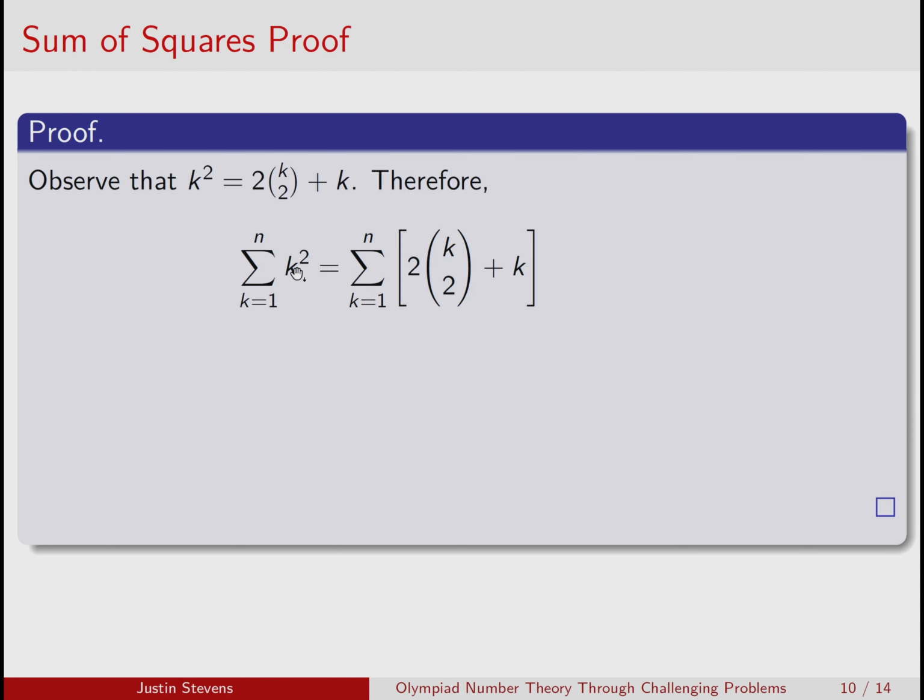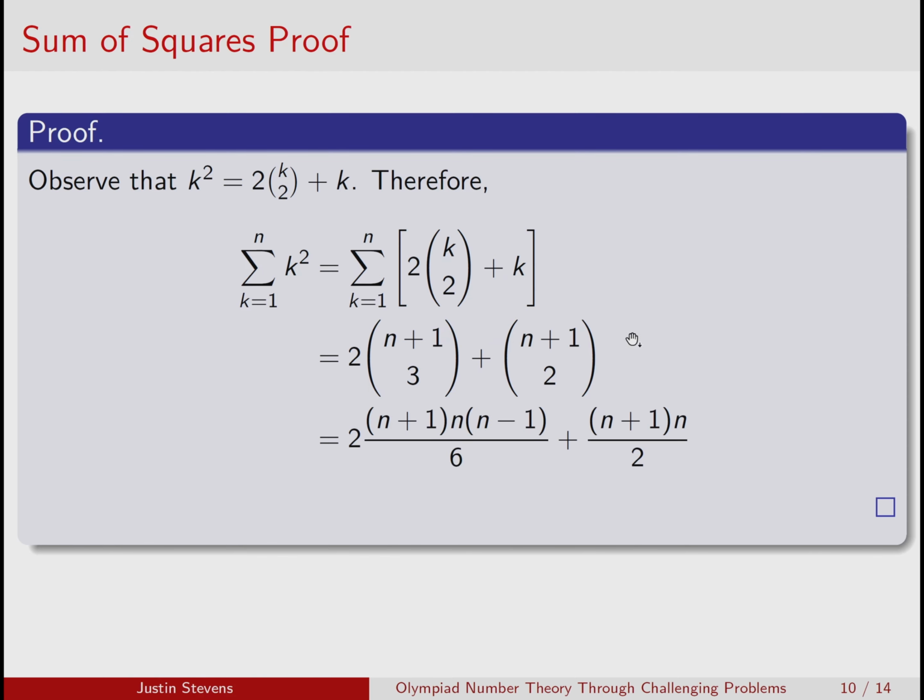So therefore, if we sum up the first n squares, we're going to get that it's equivalent to the sum over here, the sum of k equals 1 to n of 2 times k choose 2 plus k. We can now rewrite this summation because we have 2 times the sum of k choose 2, which is just going to be equal to n plus 1 choose 3, plus the sum of the first n numbers, which is going to be n plus 1 choose 2.